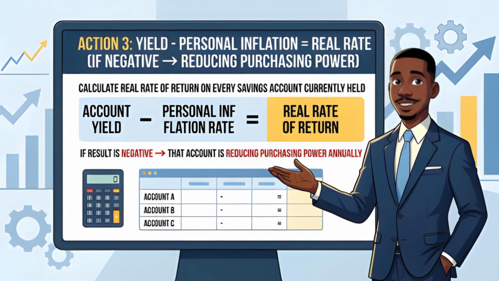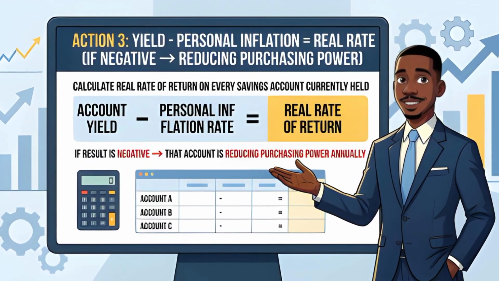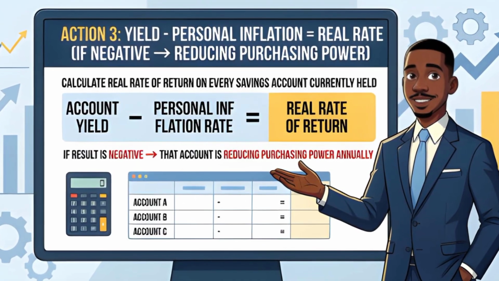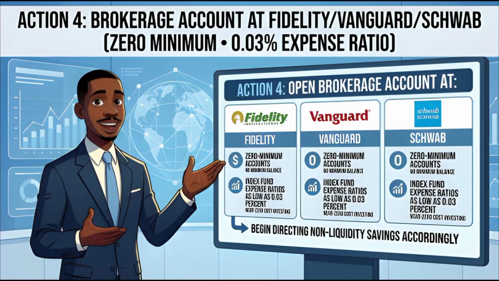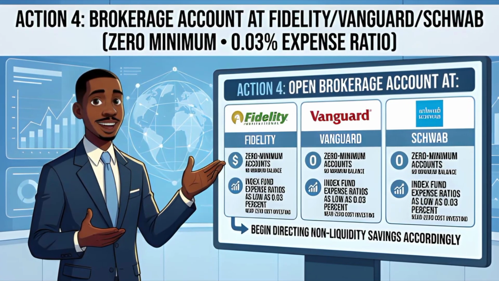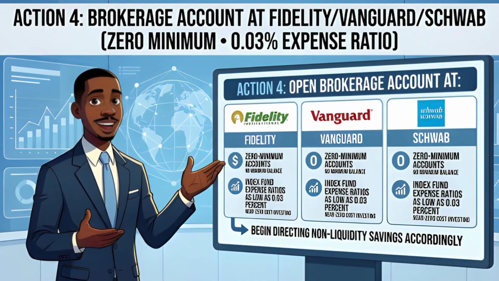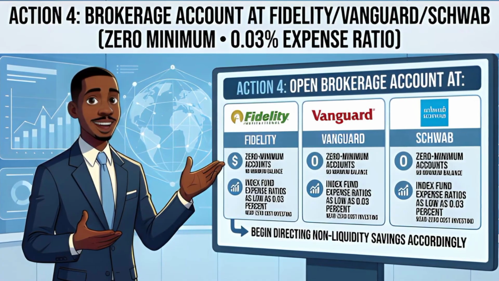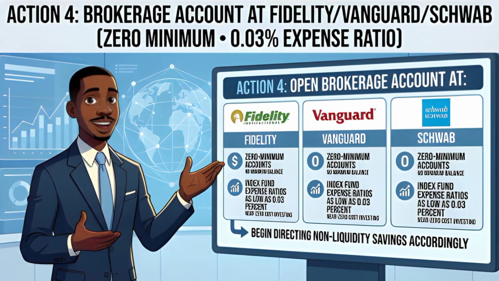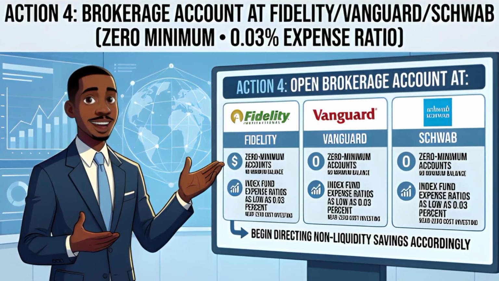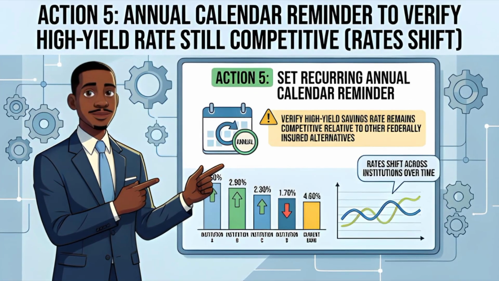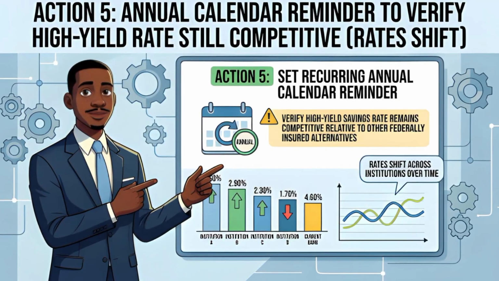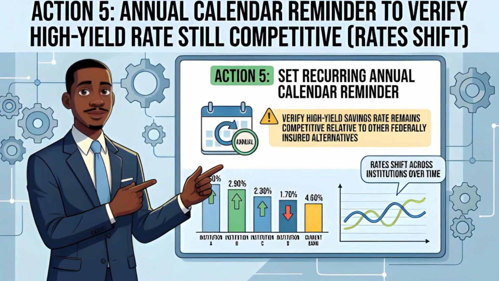Calculate the real rate of return on every savings account currently held by subtracting a personal inflation rate from the account yield. If the result is negative, that account is reducing purchasing power annually. Open a brokerage account at Fidelity, Vanguard, or Schwab. Each offers $0 minimum accounts with index fund expense ratios as low as 0.03%, and begin directing non-liquidity savings accordingly. Set a recurring annual calendar reminder to verify that the high-yield savings rate remains competitive relative to other federally insured alternatives as rates shift across institutions over time.